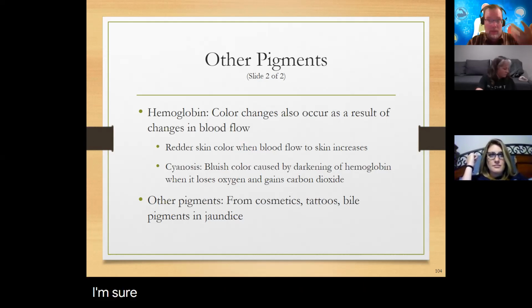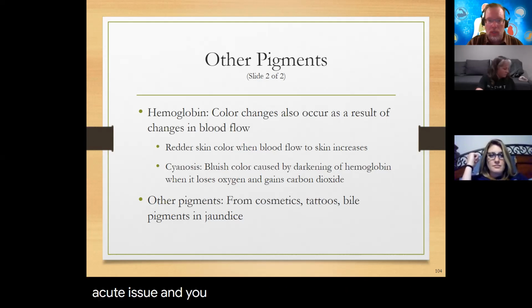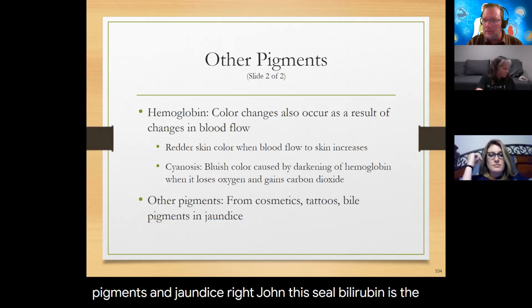But central cyanosis, that's an acute issue and usually means they're choking. Bile pigments and jaundice, right? Jaundice, bilirubin is the pigment in bile.